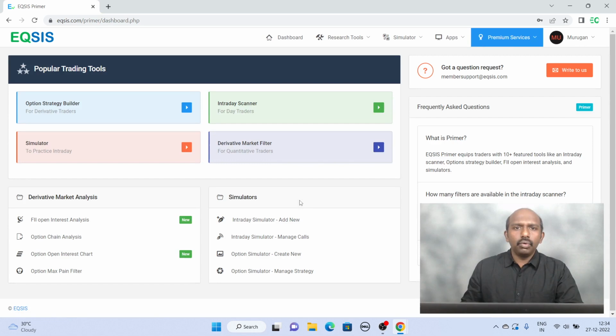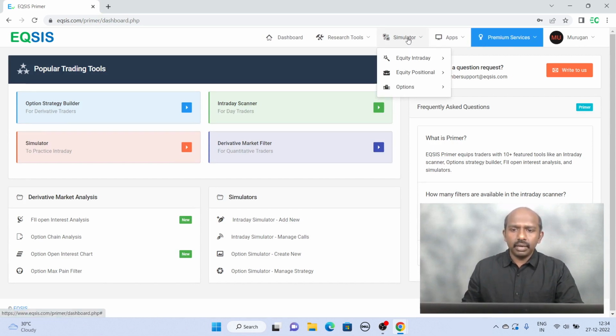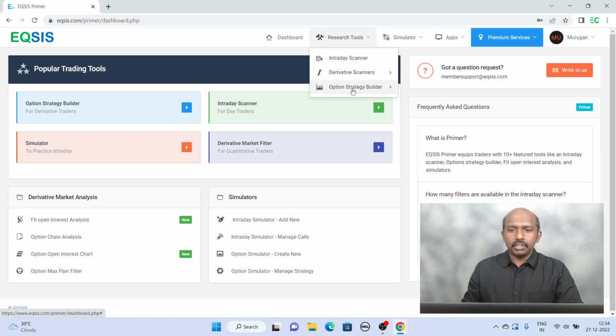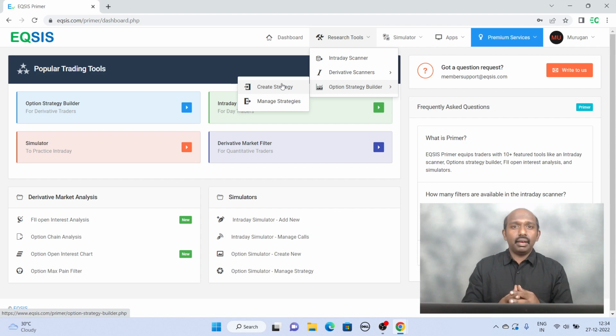Once you log into your account, it gives you the scope, which is a simulator or even the Option Strategy Builder. So now I'm taking you through the Option Strategy Builder. It is asking me to create strategies. I'll show you the convenience, what is unique, and how it helps you do better with this strategy builder.